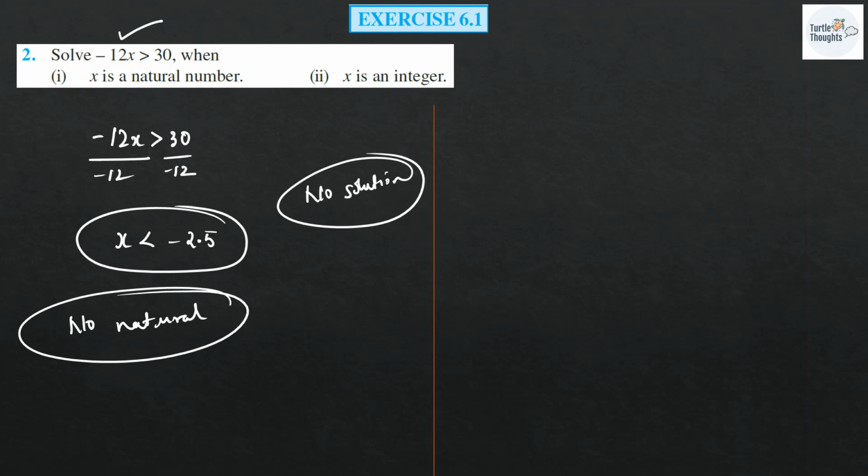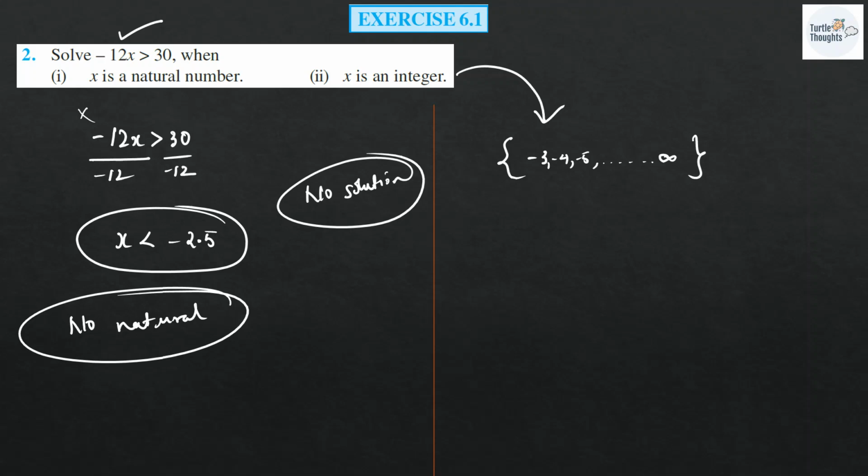Now coming to the second one, it says that here x is going to be an integer. If x is an integer, I can take up all the integers which are less than negative 2.5, which means it is going to be negative 3, negative 4, negative 5, and so on until negative infinity. So this is going to be the solution set for the second one. The first one will not have any.